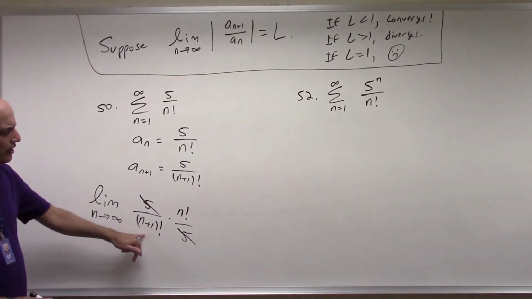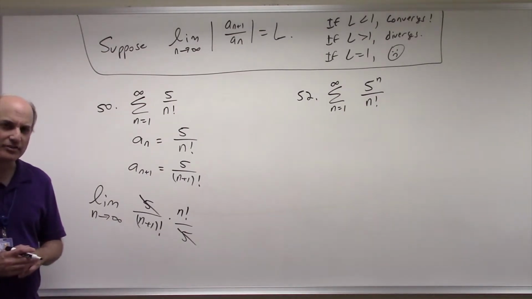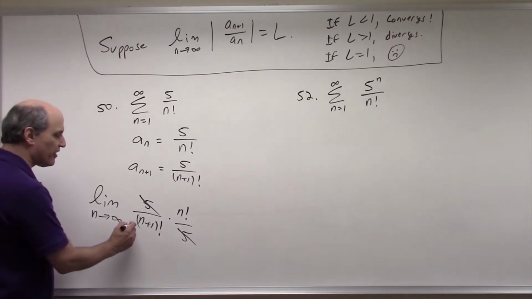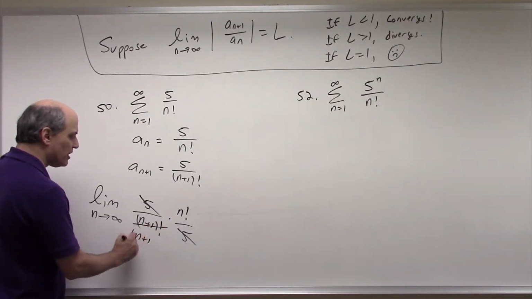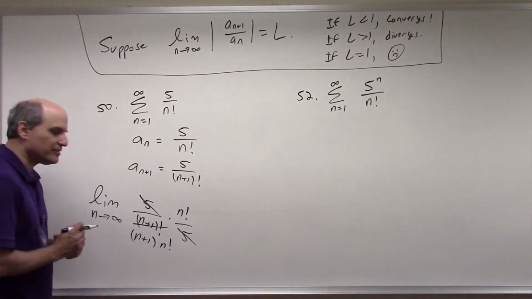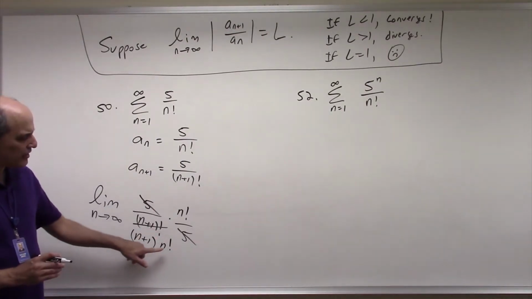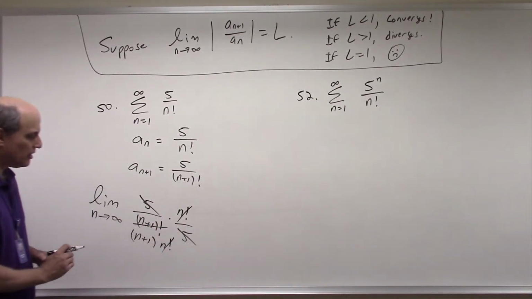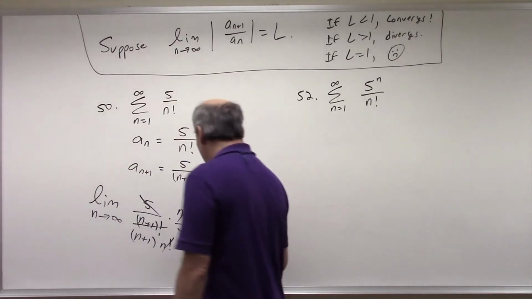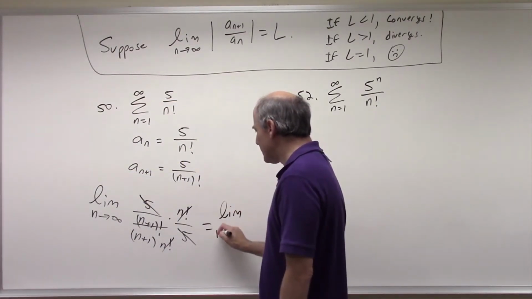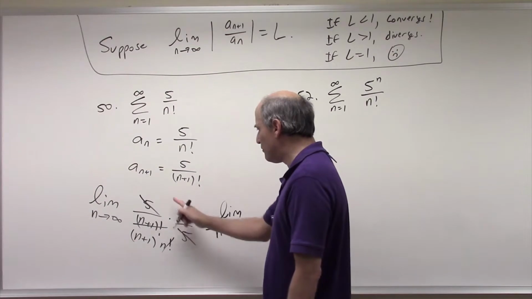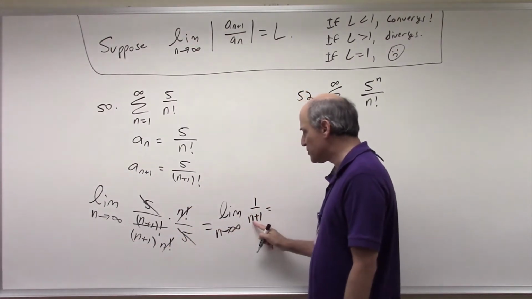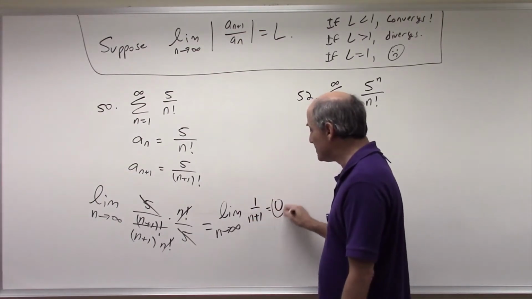And remember, when we first talked about the factorial, I tried to convince you you could always rewrite n plus 1 factorial as n plus 1 times n factorial. And if I do that here, the n factorial in the top and the n factorial in the bottom cancel. So when the dust settles, all I have is the limit as n approaches infinity of 1 over n plus 1. And as n goes to infinity, 1 over infinity goes to 0.